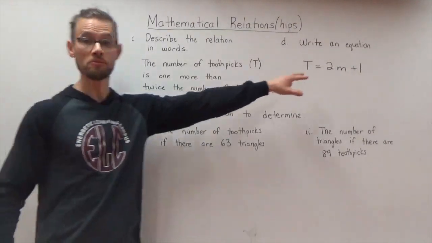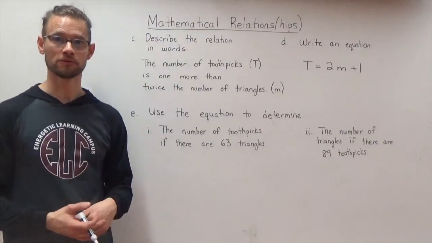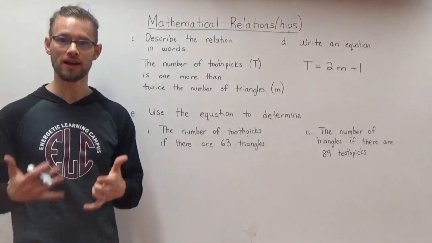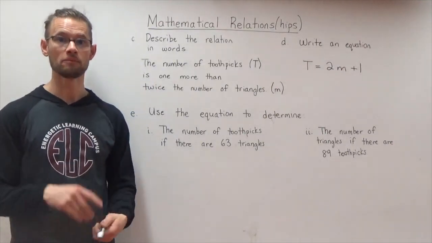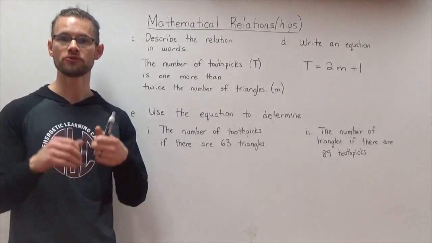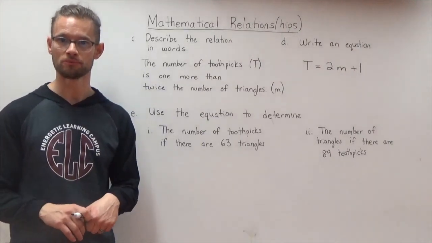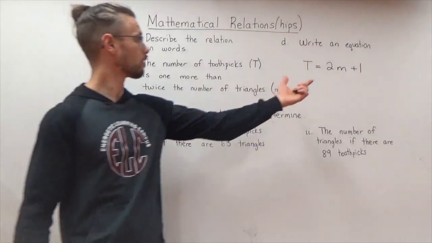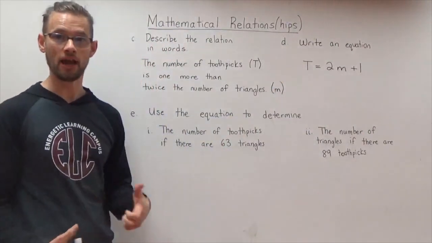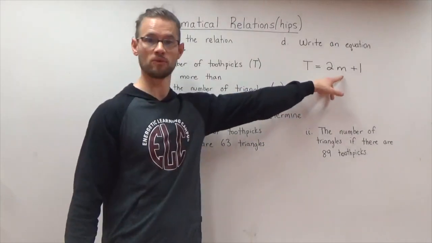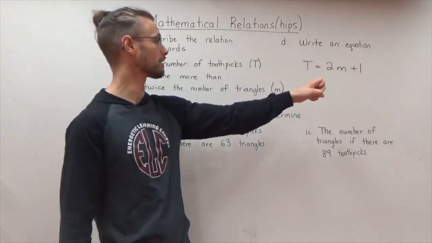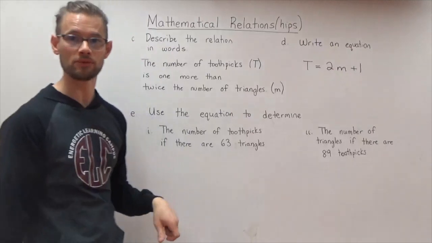So, some of you may have found writing the equation difficult, but I'd really encourage you to dig in and keep trying to figure out, as we do examples, how to write equations. Because writing an equation helps you to generalize a relationship. What do I mean by that? When we have an equation like this, now we can find the number of toothpicks for any number of triangles, or we can find the number of triangles for any number of toothpicks.